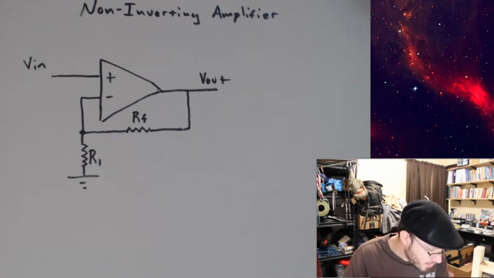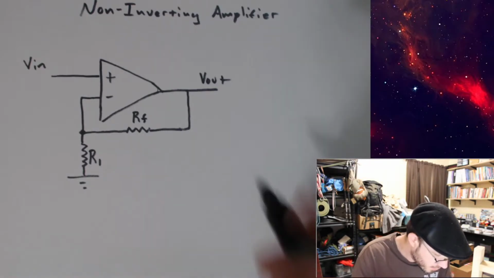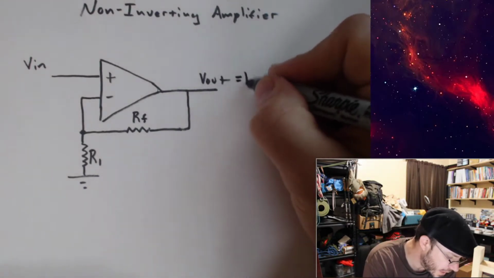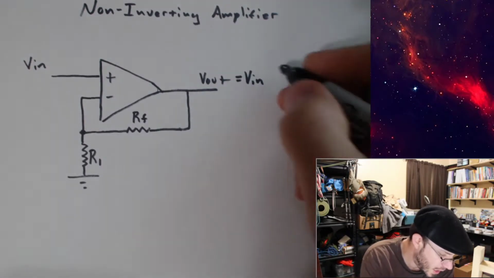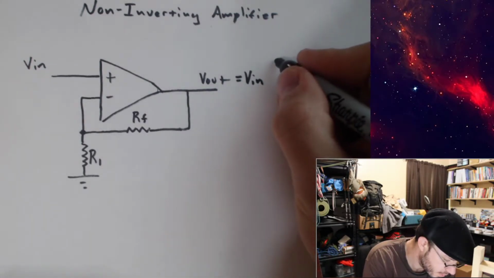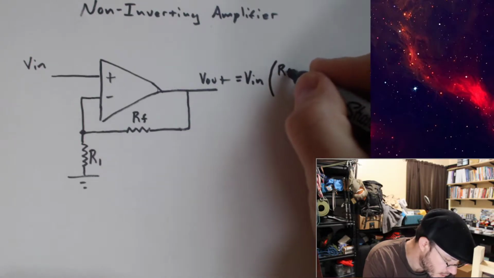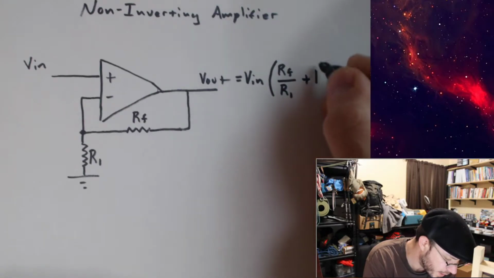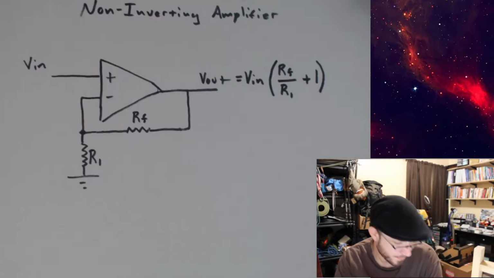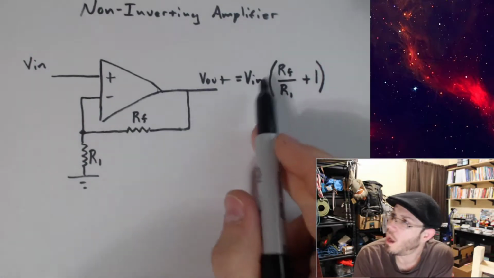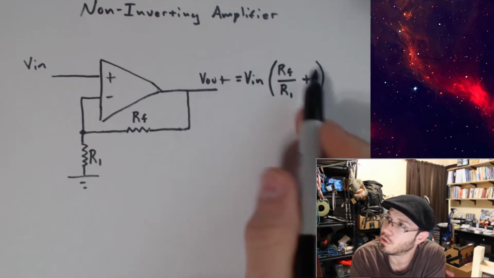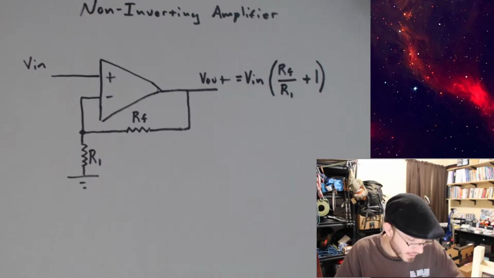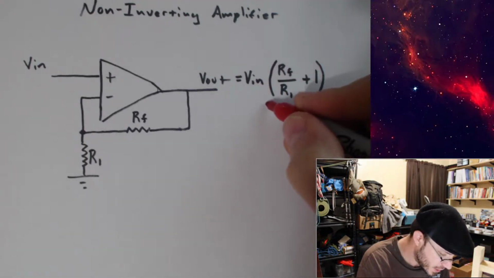Now, I can go ahead and give you the equation for this, and might as well. V out is going to be equal to V in times RF divided by R1 plus 1. Okay. So if you notice, our input voltage is going to be multiplied by this gain. Specifically, this refers to the voltage gain.